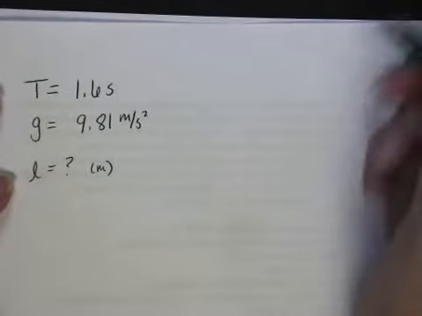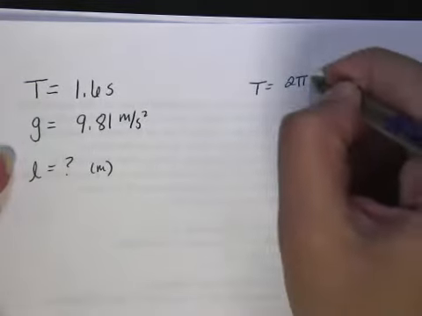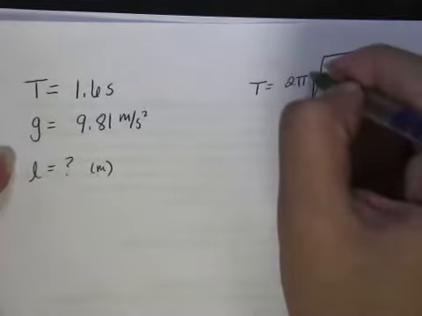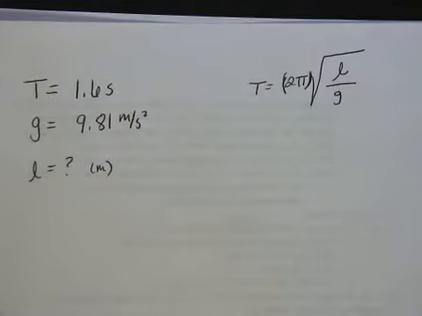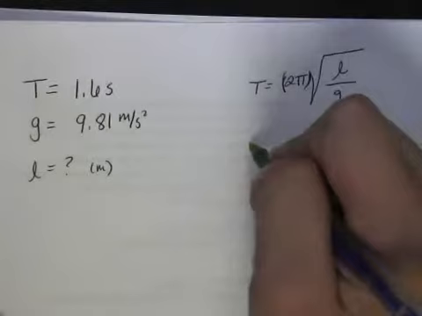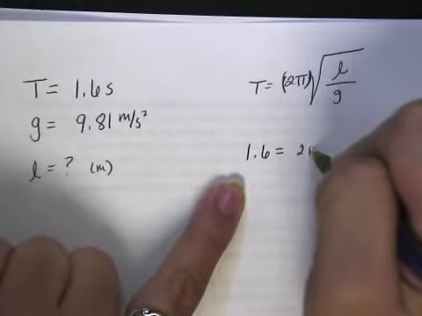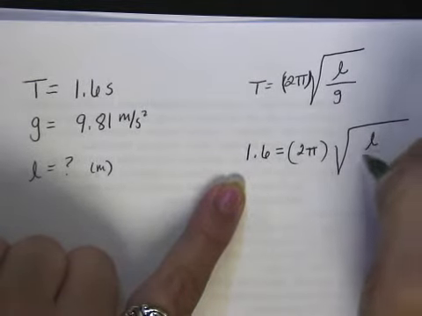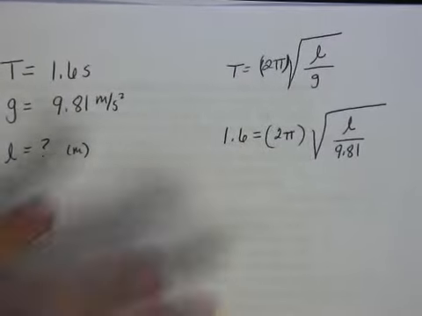The equation we'll be using is the simple harmonic equation, which states that the period is equal to 2 pi multiplied by the square root of the length of the pendulum divided by gravity. I'm going to make a note here to make sure that this 2 pi gets put in parentheses. It'll save you some headaches later. So plugging in data, our equation looks like this: 1.6 seconds, which was the period given, is equal to 2 pi multiplied by the square root of L, which is our unknown, divided by gravity, which is 9.81 meters per second squared.